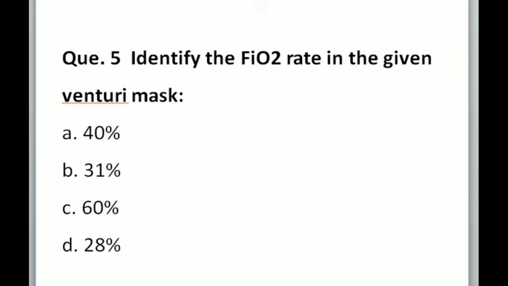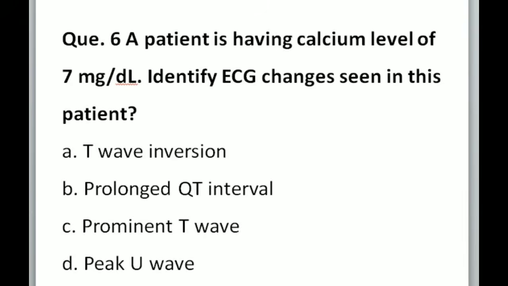Q5. Identify the FiO2 rate in the given venturi mask. A. 40%. B. 31%. C. 60%. D. 28%. Correct option is A. 40%.